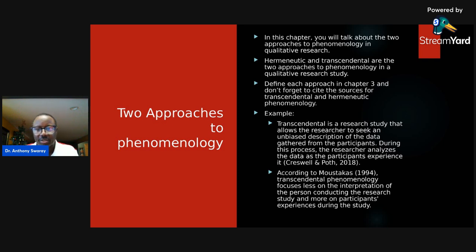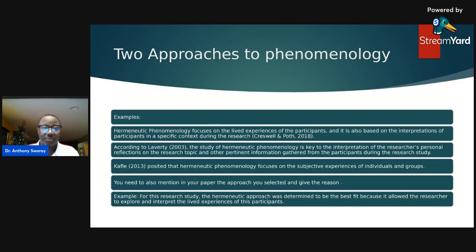Transcendental phenomenology focuses less on the interpretation of the person conducting the research study, and more on the participant's experience during the study. So transcendental focuses less on the interpretation of the person doing the study, versus the hermeneutic, where it focuses more on the interpretation of the person conducting the study. So we have here, hermeneutic phenomenology focuses on the lived experiences of the participant and is also based on the interpretations of the participant in a specific context during the research.